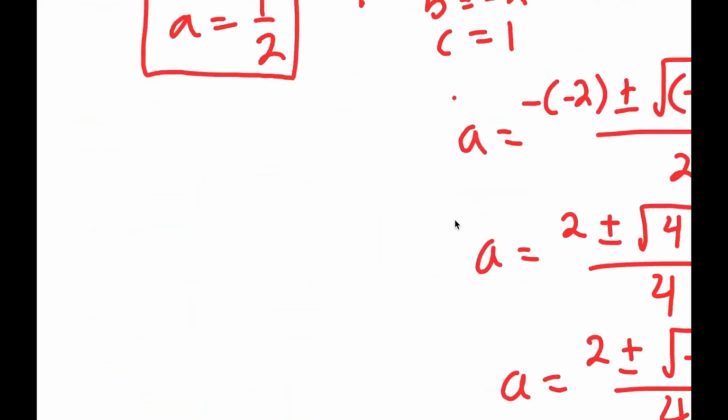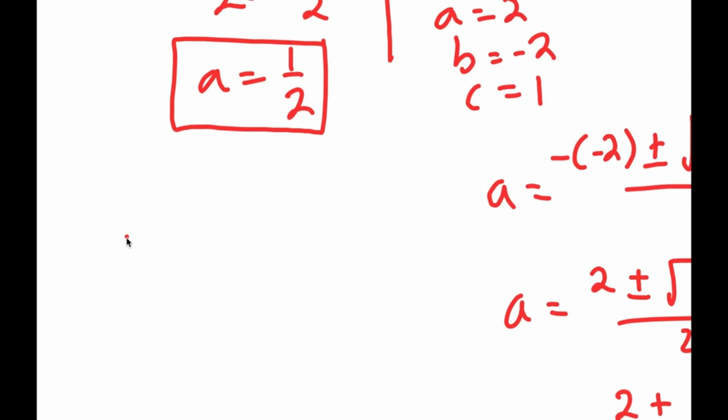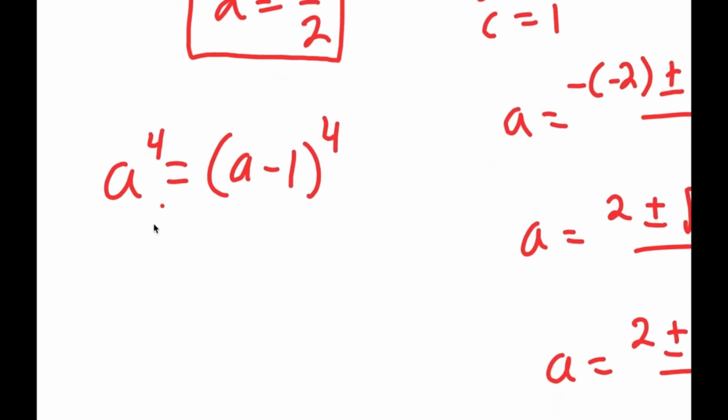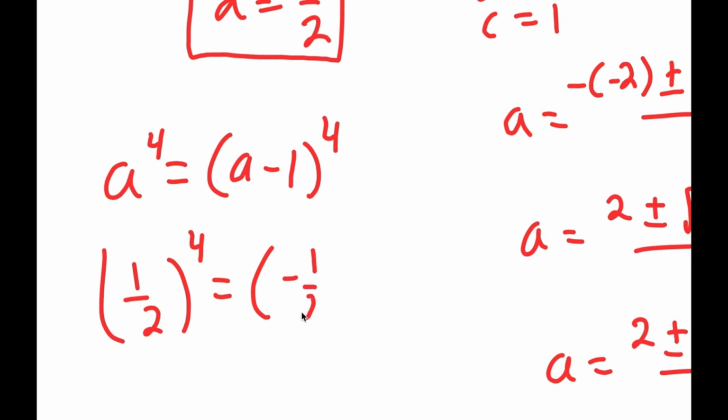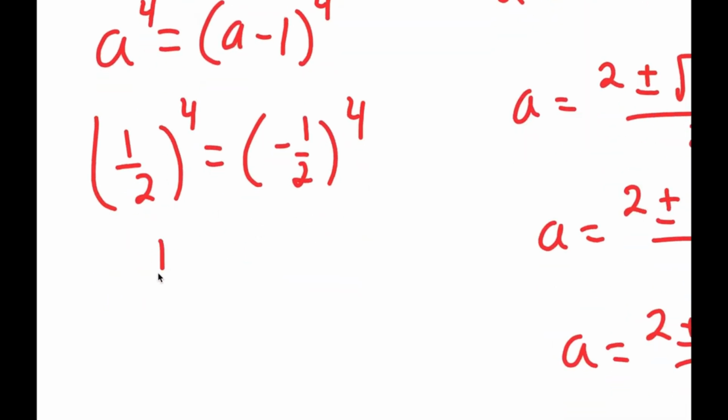And finally, just to check, I can't check the imaginary solutions, but I can check 1/2. So I have a to the power of 4 is equal to (a minus 1) to the power of 4. a is 1/2, so I get (1/2) to the power of 4 is equal to (negative 1/2) to the power of 4. And both of these equal 1 over 16. So this is right, and my solution is right.